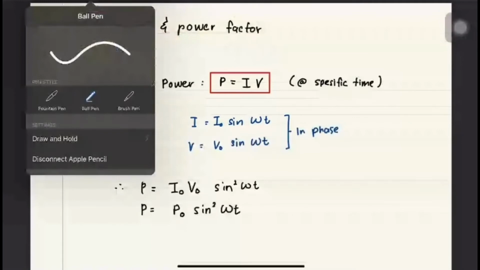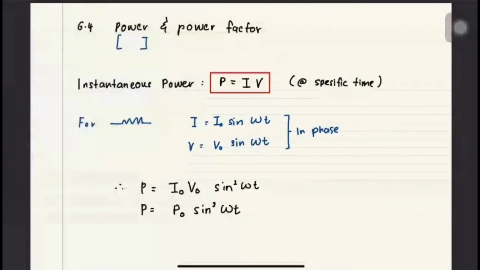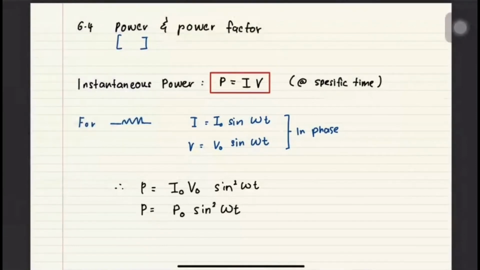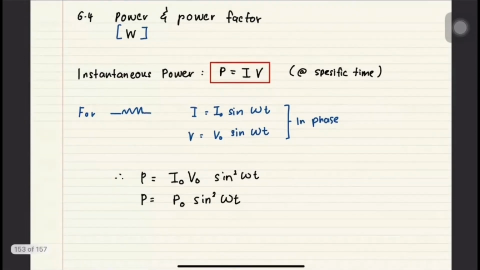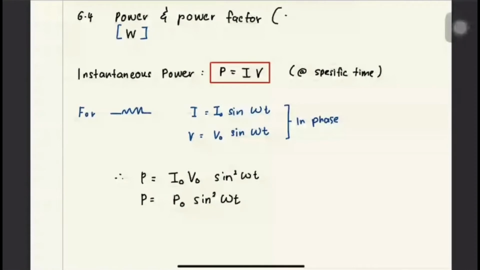What is the unit for power? Do you still remember? What is the unit of power? Watt. Watt. Okay, very good. So the symbol for watt is W. And then power factor, remember, power factor is actually cos phi. It is not phi, it is cos phi.